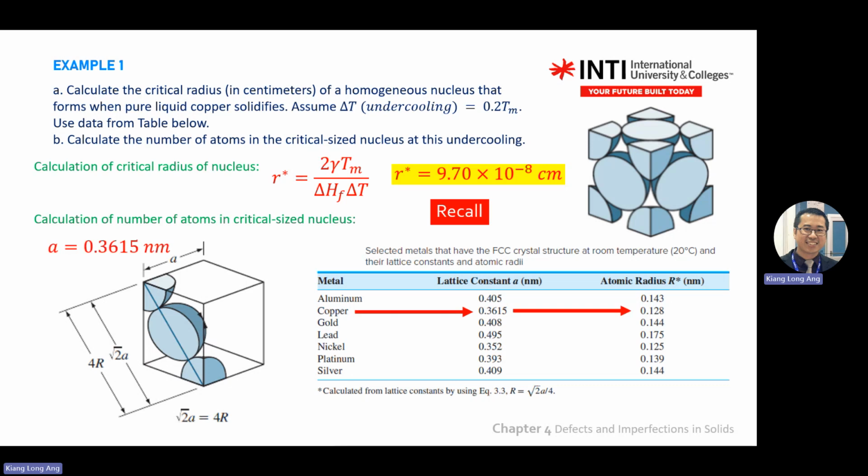Okay. So now you're given the A. Substitute this value inside here. So you have 4 atoms in FCC.